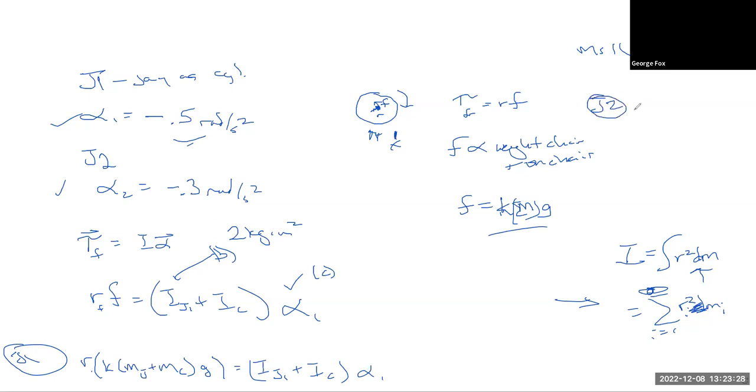We know less information about that, but one of the questions is ultimately, what is that moment of inertia? But the left-hand side is still going to be the same because J's mass does not change just because he's in a new position. So this is still RKG (MJ plus MC) is equal to IJ2, because he's in a different position, plus IC times alpha 2.